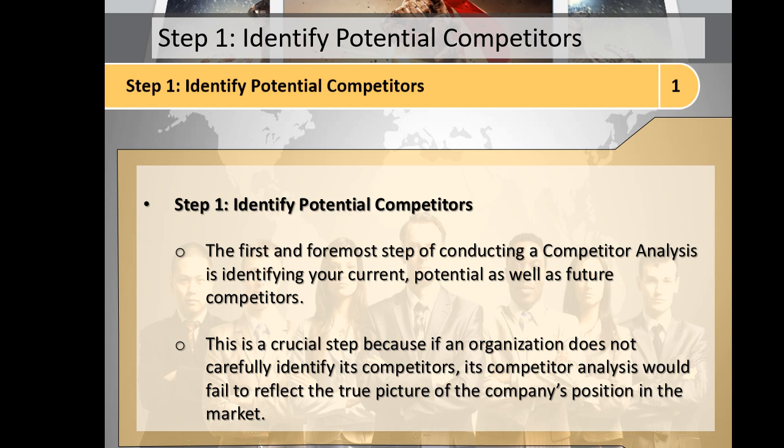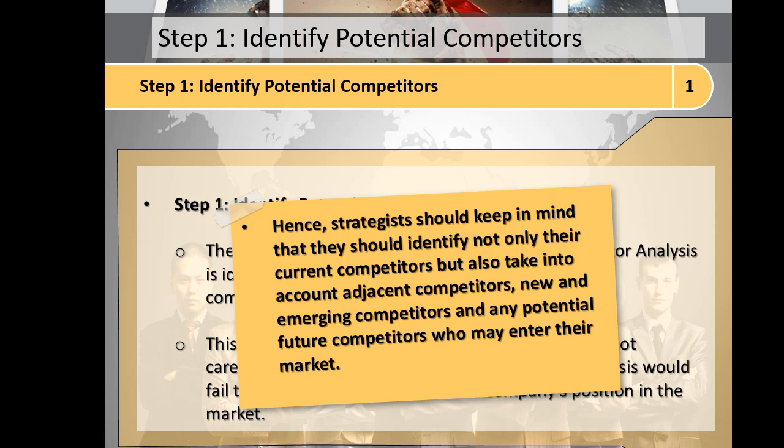So this is just an analysis. First and foremost step of conducting competitor analysis is identifying your current and potential as well as future competitors. You see, with what's happening in the world today, some countries in what they call themselves the Western world did not imagine that a country like China will come up and begin to lead in some economic aspects of the world. So you have to also identify your future competitors. Strategists should keep in mind that they should identify not only their current competitors but also take into account adjacent competitors, new and emerging competitors, and any potential future competitor who may enter their market.